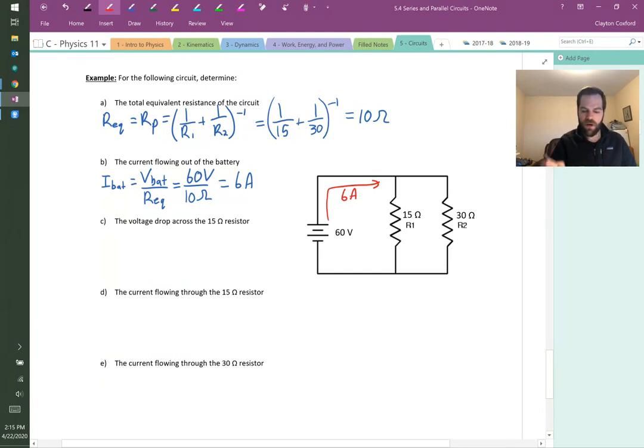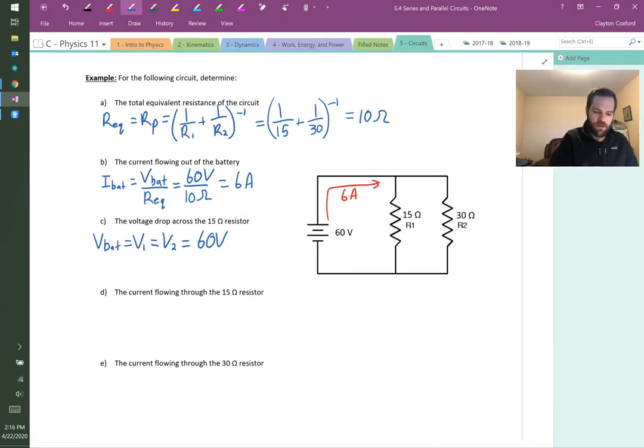Now, we want to figure out how that 6 amps is going to be splitting down each of these two branches. To do that, we're going to use Ohm's law again, which means we need to know the voltage and the resistance to calculate the current through each branch. And so the voltage drop across the 15 ohm resistor, well, from what we learned earlier, the voltage supplied by the battery is going to be equal to the voltage drop across resistors in parallel. So V_bat is going to equal V1 equals V2, which is 60 volts. There's going to be 60 volts dropped across each of those resistors.